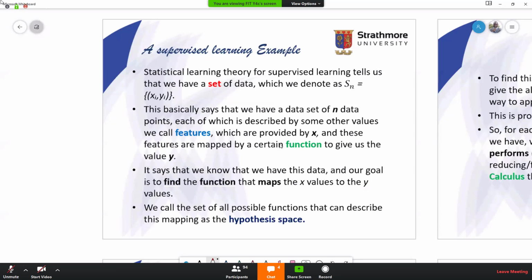And then these features are mapped by a certain function to give us the output. So there are features which have values, and there's a function that maps the x to the y's, that maps the input to the output. Then statistical learning theory for machine learning says that we have this data and our goal is to find this function. That is learning. Learning is to discover this function that is mapping x to y.